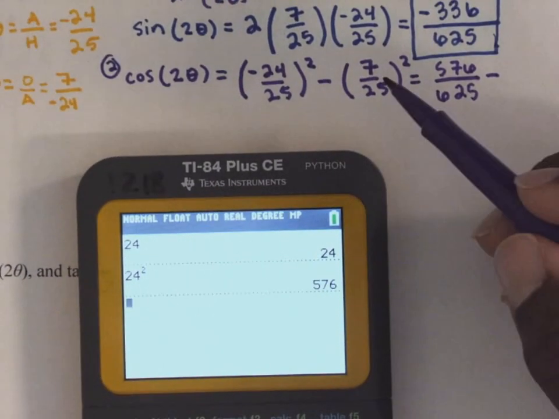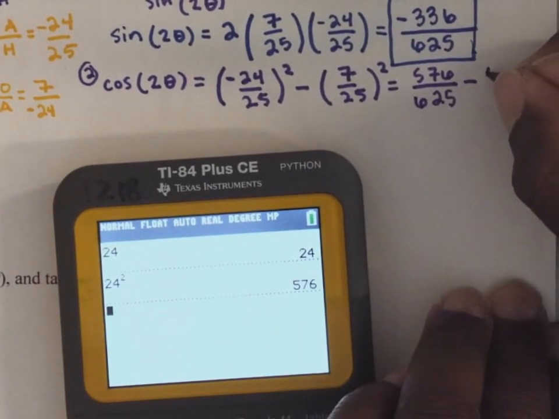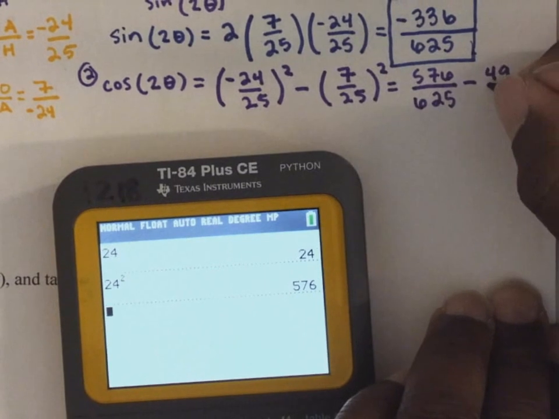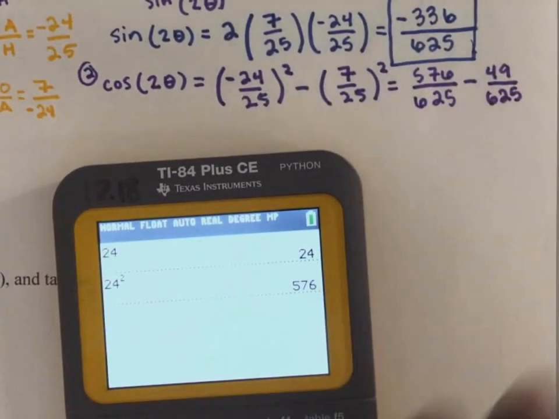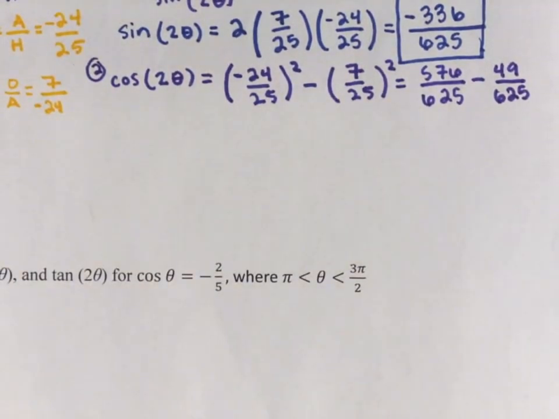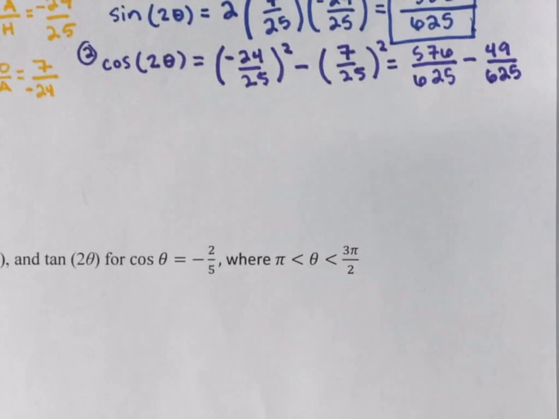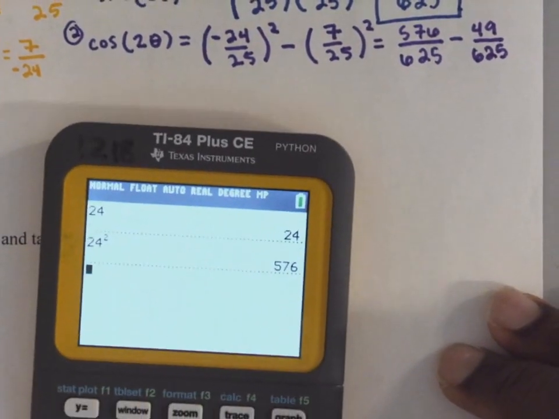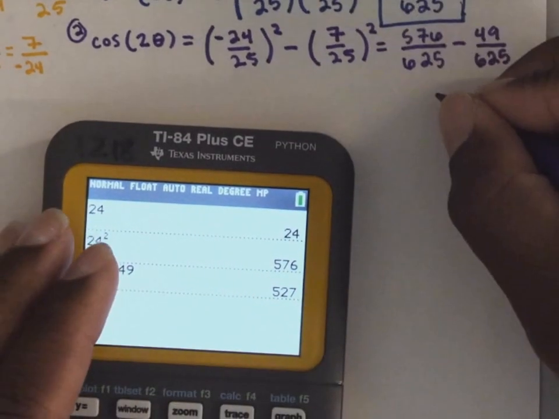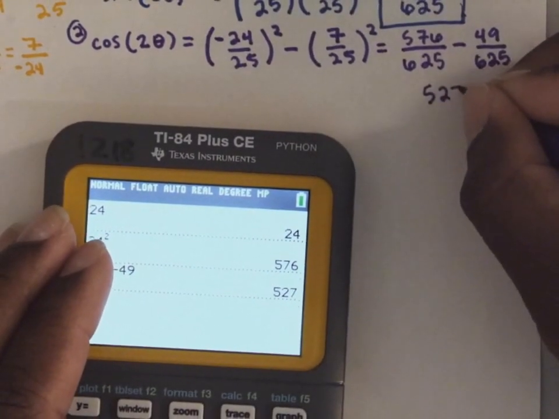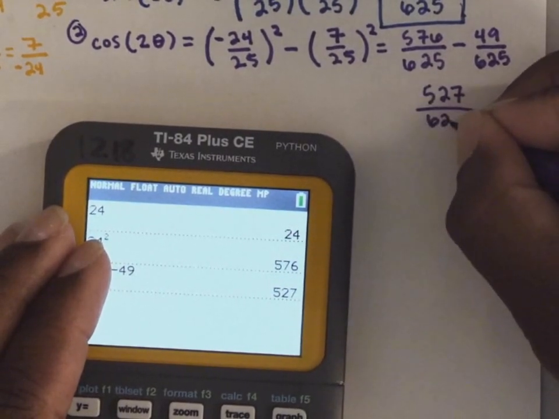Minus 7 squared, what's that? 49 over 25 squared again, which was 625. Do I have the same denominators? Yes, I do, so I can just subtract the two top numbers. 576 minus 49, and then I got my answer. 527 divided by 625.